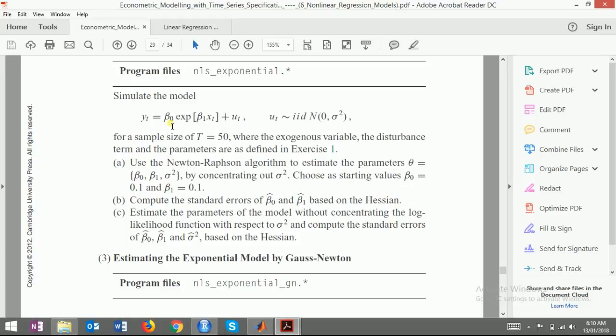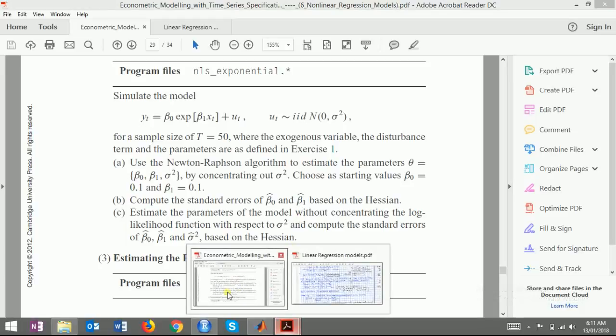We need to use the Newton-Raphson algorithm to estimate the parameters and concentrate out sigma square, choosing a starting value of beta naught equal to 0.1 and beta 1 equal to 0.1. Compute standard errors of beta naught and beta 1 based on the Hessian. Estimate the model without concentrating the log likelihood function. So first concentrate sigma square out of the log likelihood function. Then, with sigma squared inside the log likelihood function, we need to estimate the model for comparative purposes, nothing else.